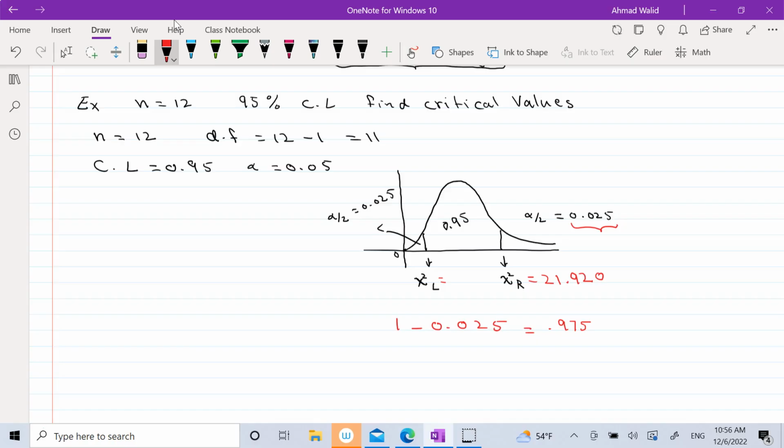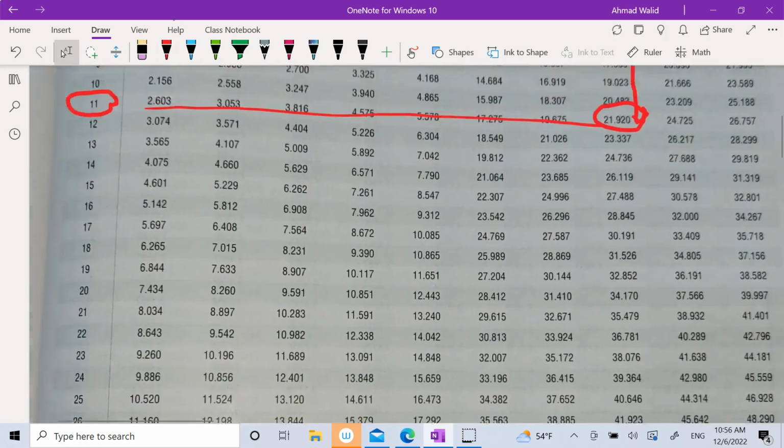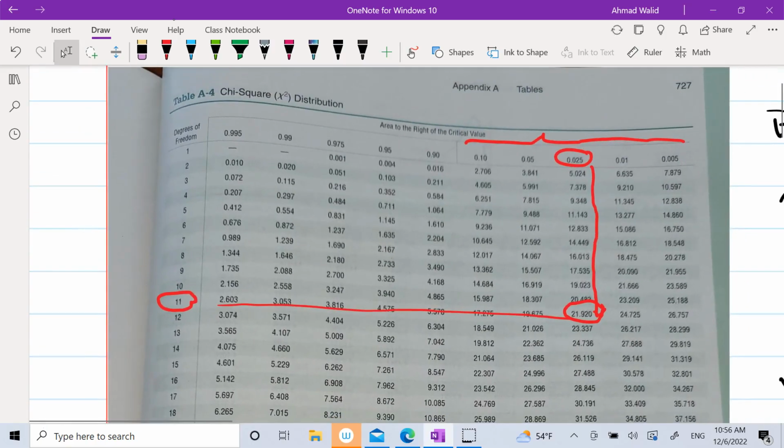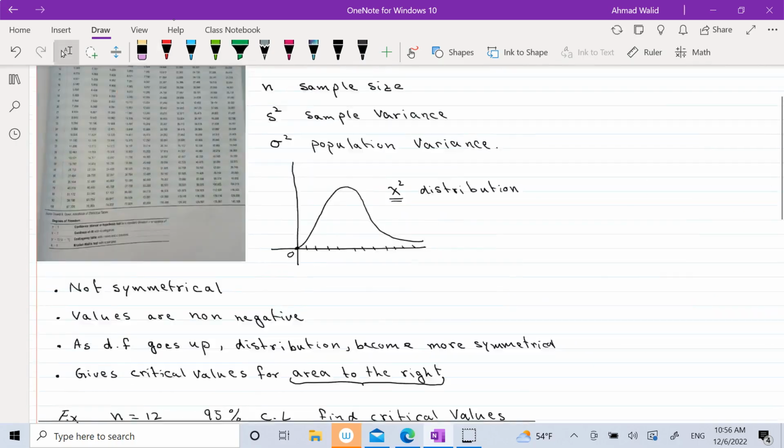Correct? An area of what? 0.975. Now, going back to the table, for the left, look for that number, 0.975, which is here. And if you go down, 3.816 will be your chi-square. You see? That's the only difference.